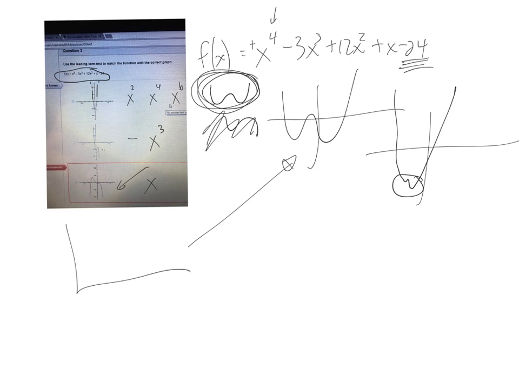Okay, hopefully that helps in identifying the type of graph that you have.